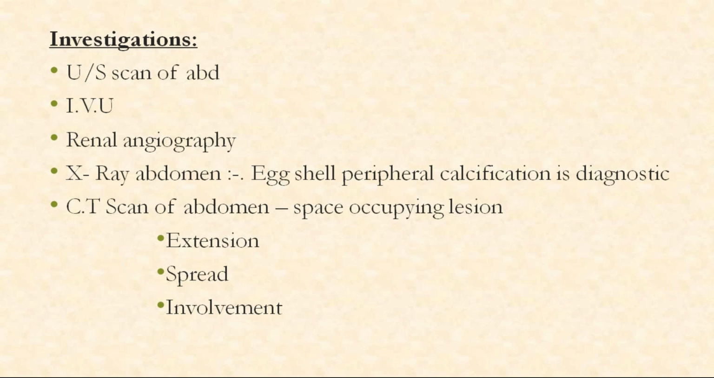After the plain X-ray of the abdomen, CT scan is very important to know the staging of the disease, where it is extended, how it has spread, and what structures are involved, either cortex, medulla, or renal pelvis. You can know by doing a CT abdomen. CECT means contrast enhanced computed tomography.